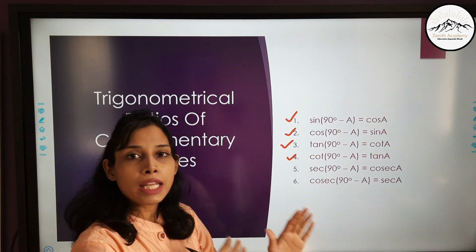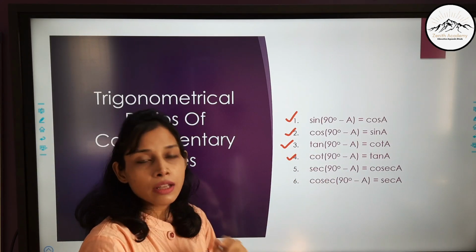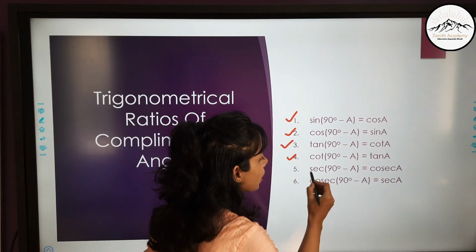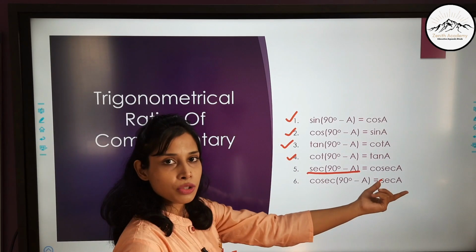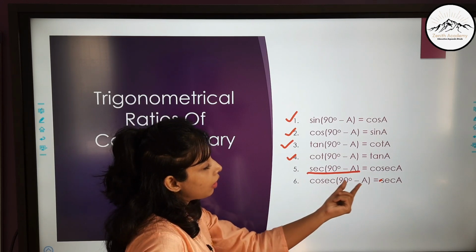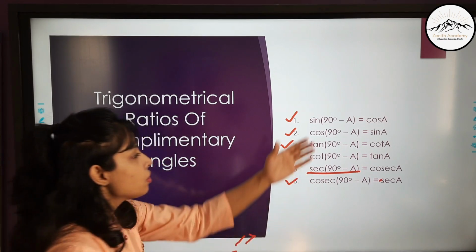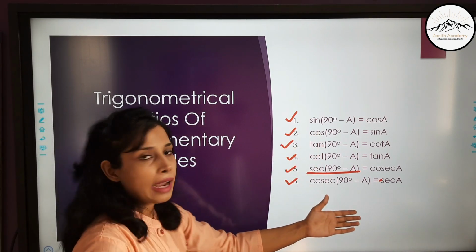Now what are our remaining two ratios? Sec and cosec. So we can make the relation between sec and cosec now. Sec 90 minus A is equal to cosec A, and the same way cosec 90 minus A is equal to sec A. So these are our 6 identities.